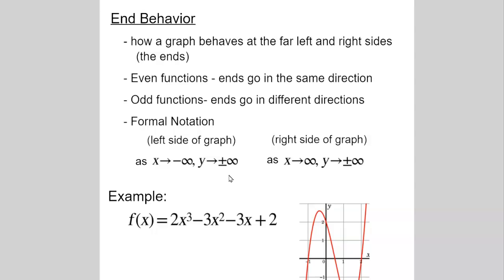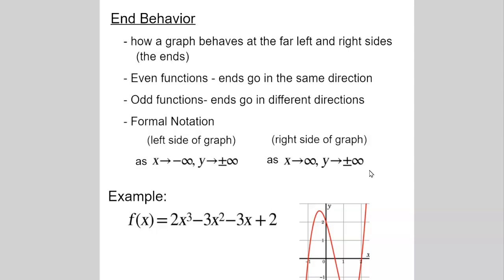On the right side of your graph, that's where x is approaching the positive values. So as x approaches positive infinity, again, your y is either going to positive or negative infinity. Positive if it's going up, negative if it's going down.